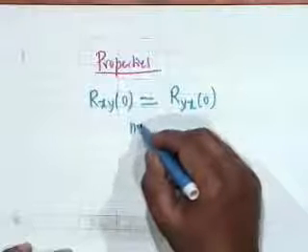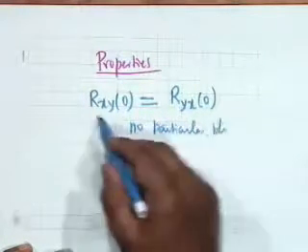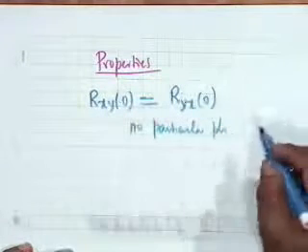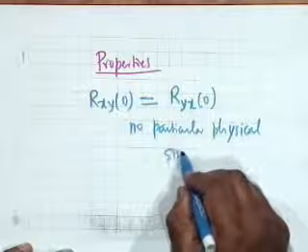In the autocorrelation case, this had the physical significance of mean squared value over the ensemble. Here there is no particular physical significance. The only thing we know is that the changing of the subscripts does not change the value, no particular physical significance.